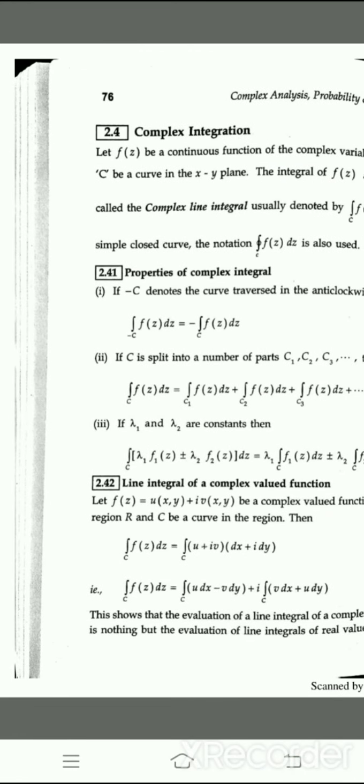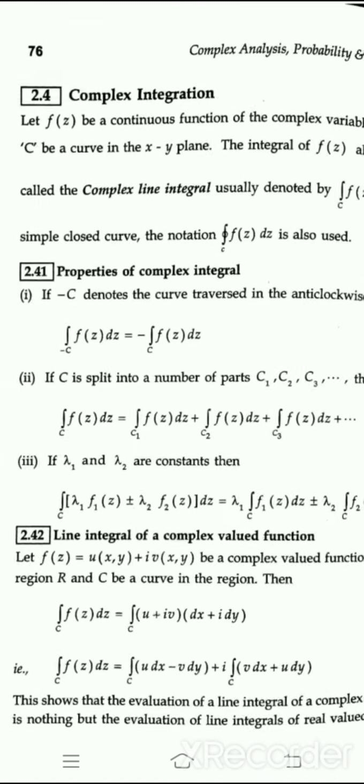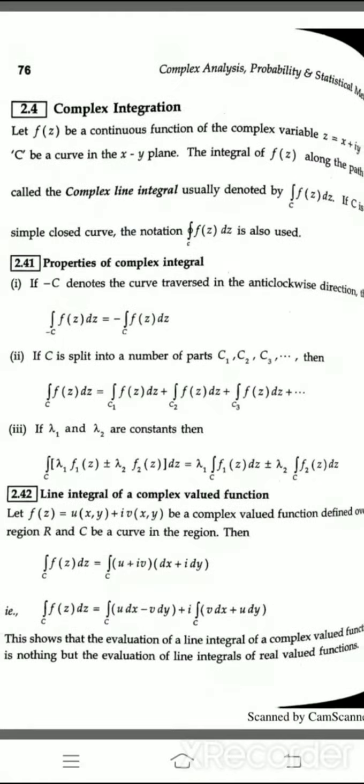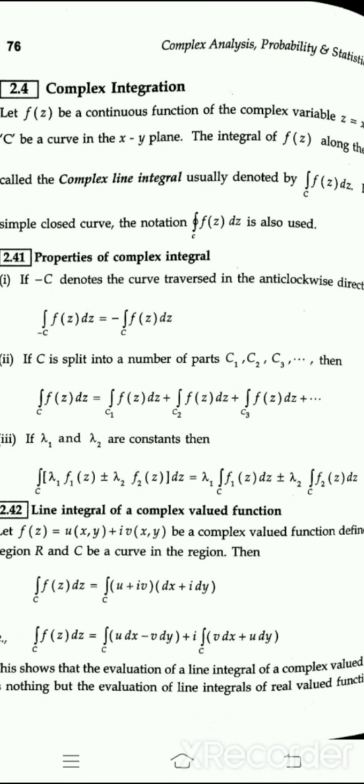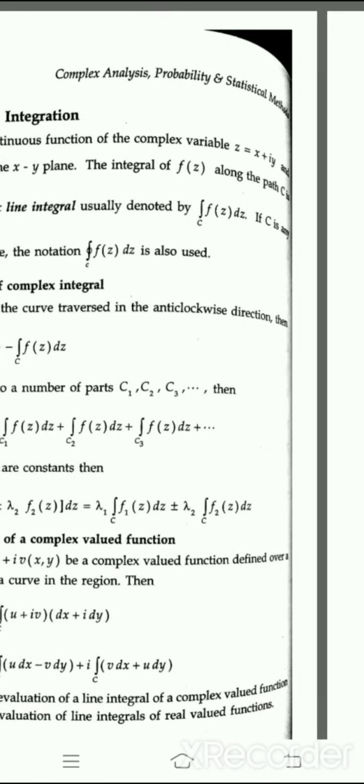Next, complex integration. So the next concept is complex integration. So what is meant by complex integration? Let f of z be a continuous function of the complex variable z is equal to x plus iy. Let c be a curve in the xy plane. The integral of f of z along the path c is called the complex line integral, usually denoted by the integral of f of z over c, with respect to z.